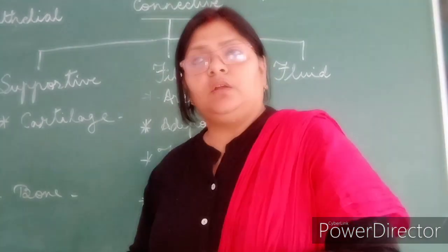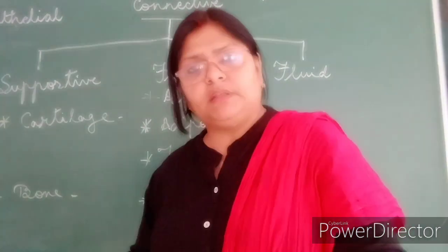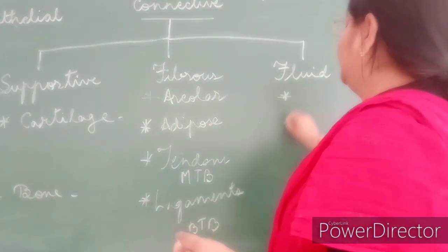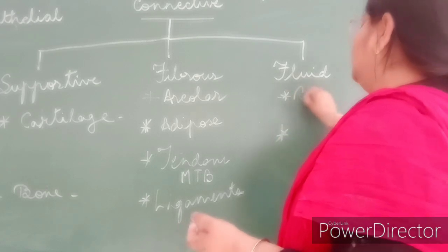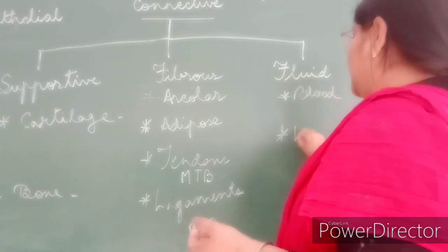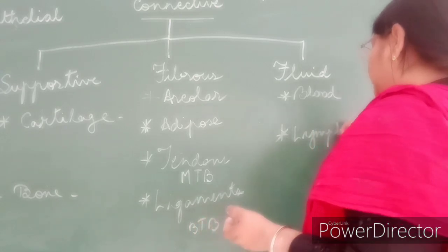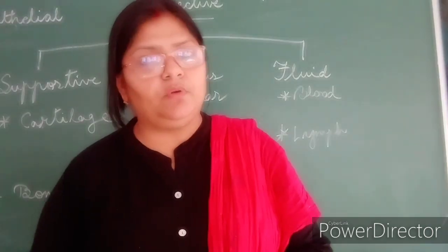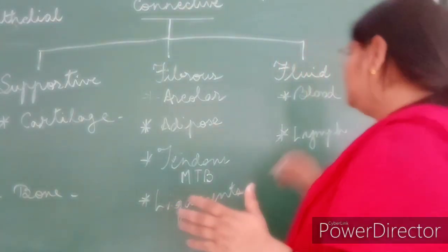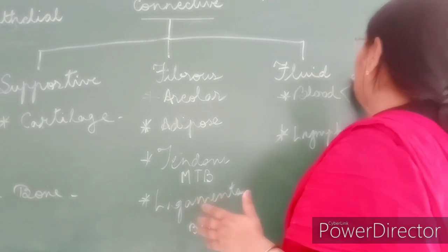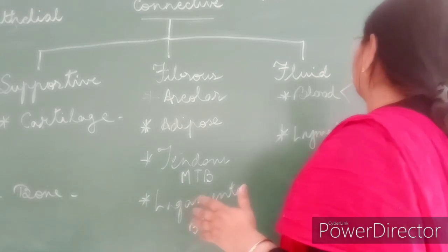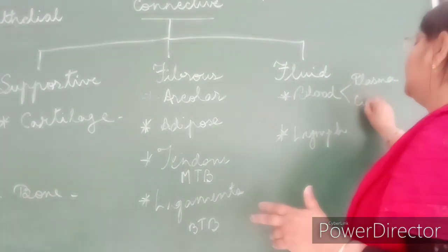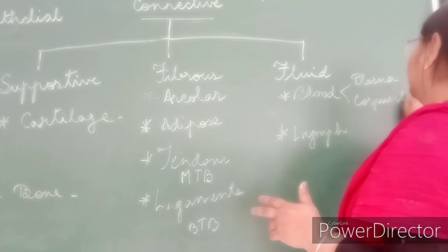Now coming to fluid connective tissue. Fluid means something that can flow. There are basically two kinds of fluid connective tissue, the blood and the lymph. The blood is made up of two parts. The liquid part is called plasma, in which there are various kinds of cells or corpuscles.